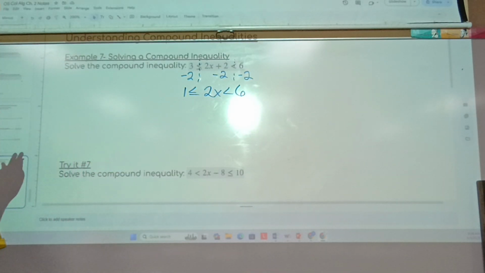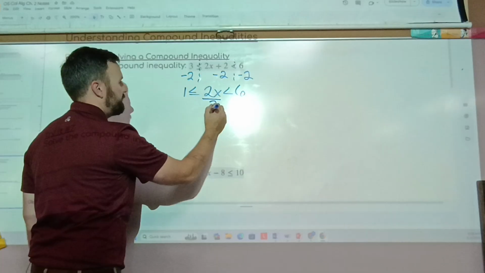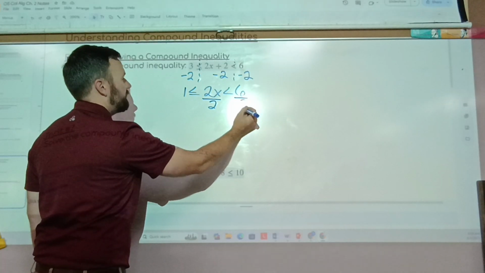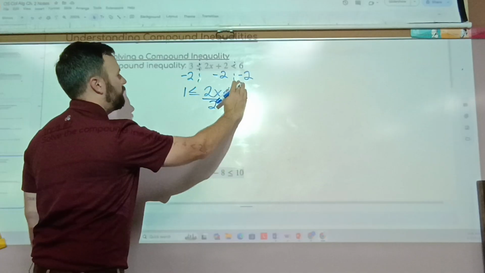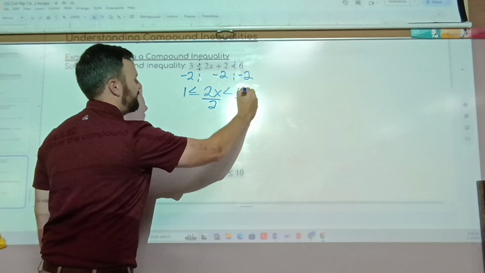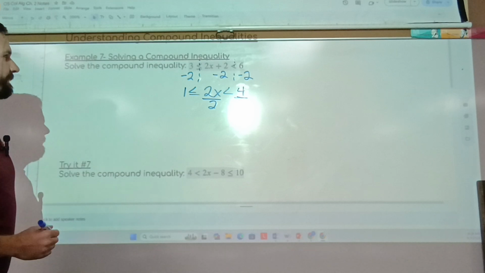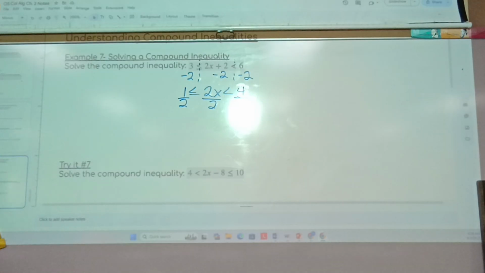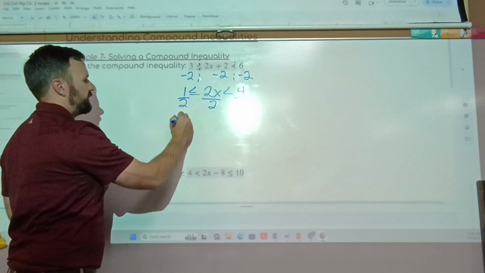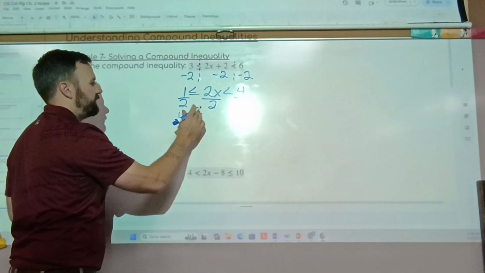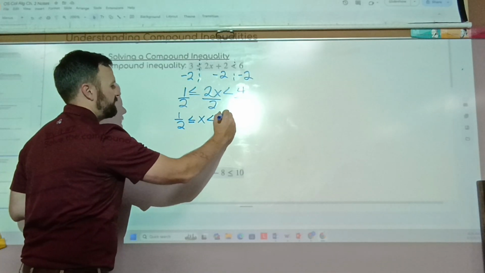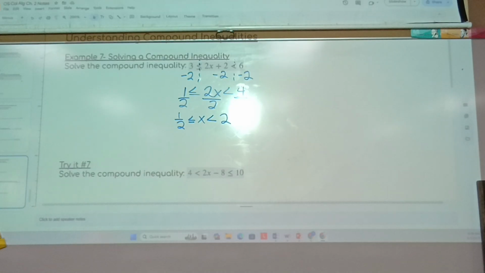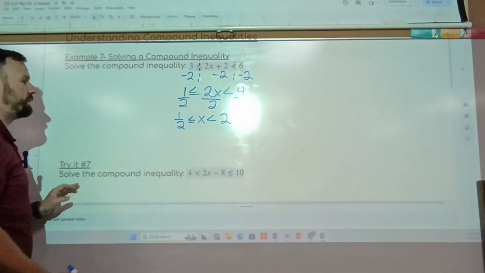Same thing. If I cut every single person in half, oh, yeah. Thank you. I was too excited. If I divide one part by 2, I divide every single part by 2. Everything is divided by 2. I get 1/2 is less than or equal to x is less than 2. These are technically and problems, but you don't have to write an and symbol because it's going to be in there automatically, so you don't have to worry about that.